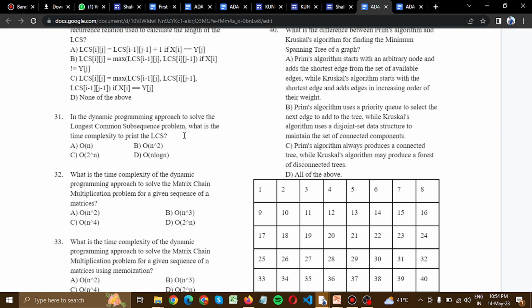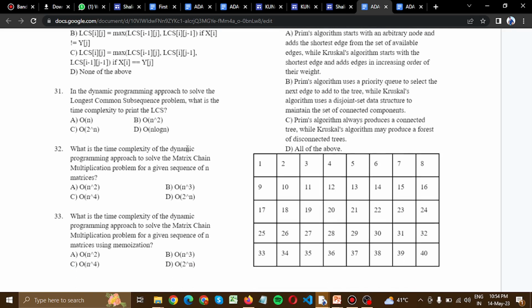So the time complexity of the longest common subsequence problem using the dynamic programming approach is big O(n), that is option A. Now question number 32.